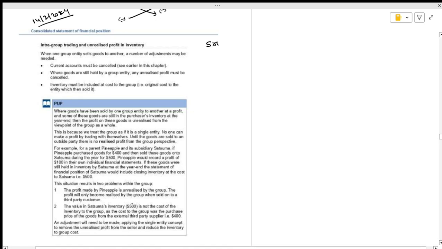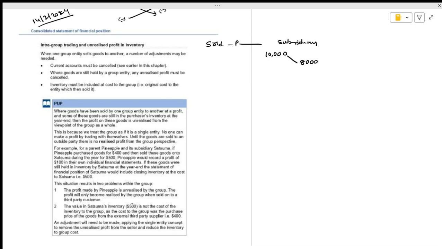Parent company has sold to subsidiary goods inventory worth 10,000. Now, in this inventory, by the time of acquisition, assume they have sold worth 800. This has been sold, and the balance is 2000. See, this is not sold.